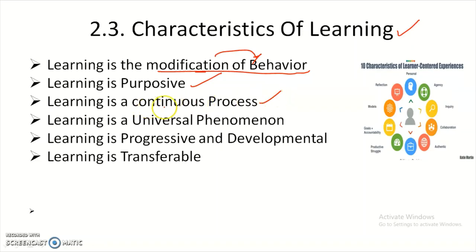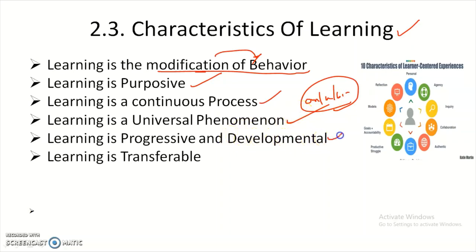It might be from past experiences, or from the environment, or from other people. We are going to learn continuously, and it is a universal phenomenon because each and every animal, human being, or bird, whatever the living things are, are going to learn something. Why? Because it is a universal phenomenon, it happens everywhere.